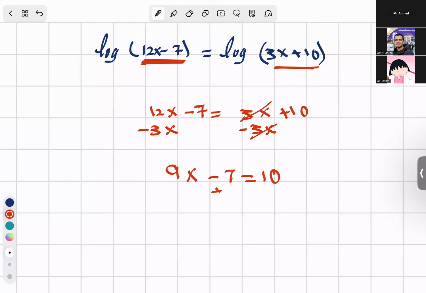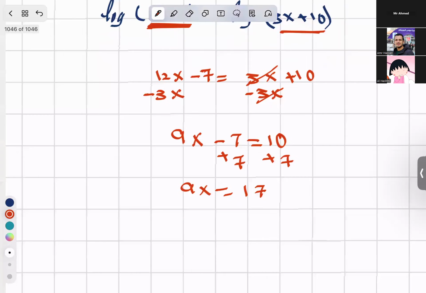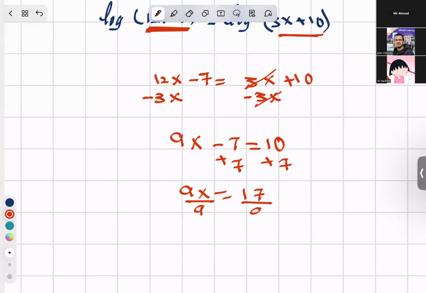And then I need to add 7, and the same thing on the other side, 7 and 7. So then it's 9x equals 17, right? And then I need to divide by 9 on both sides, so x equals 17 over 9. Did you get it?